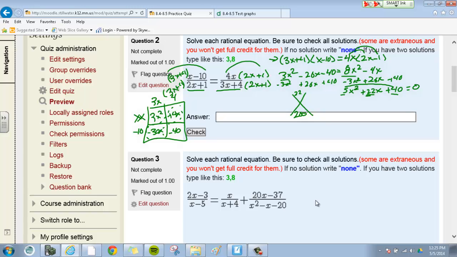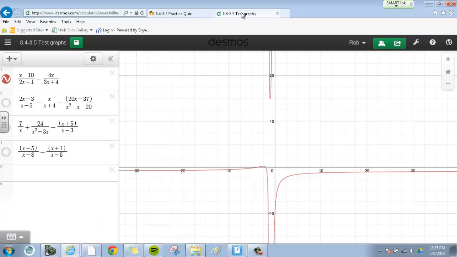We take this function right here and take this whole thing on the left side and subtract it. So what we have is x minus 10, 2x plus 1, subtract 4x over 3x plus 4, and we're going to plug that into Desmos. We're trying to figure out where this thing is equal to 0, because when you subtract it, we have a 0 left on this side. So we'll go down to my Desmos graph.